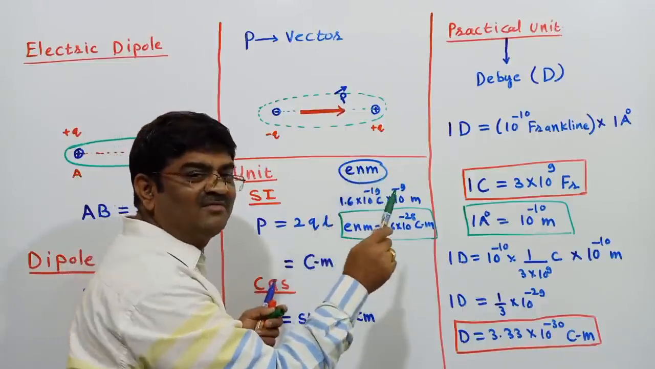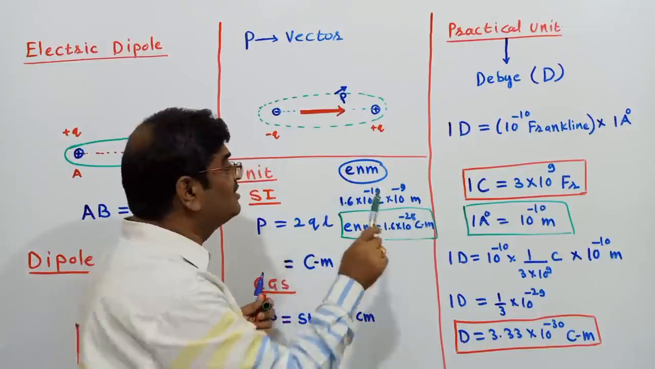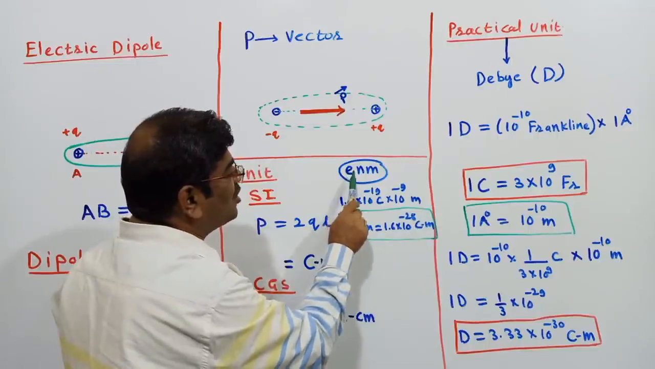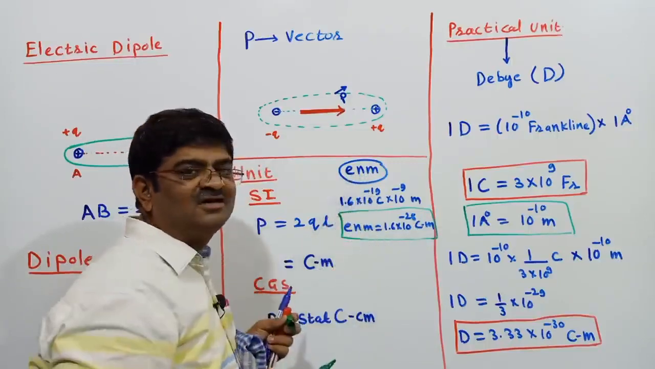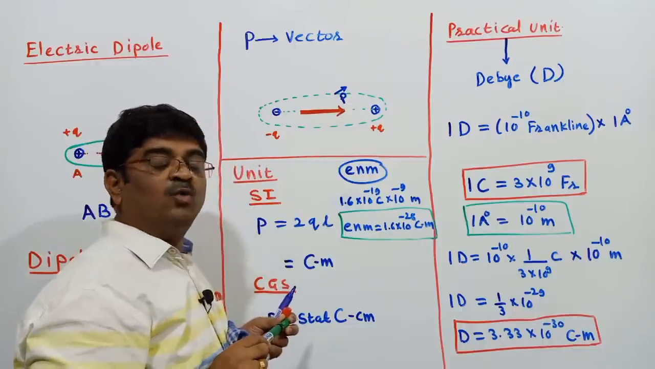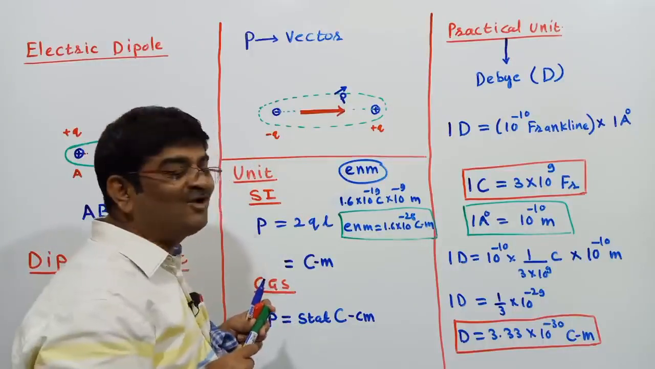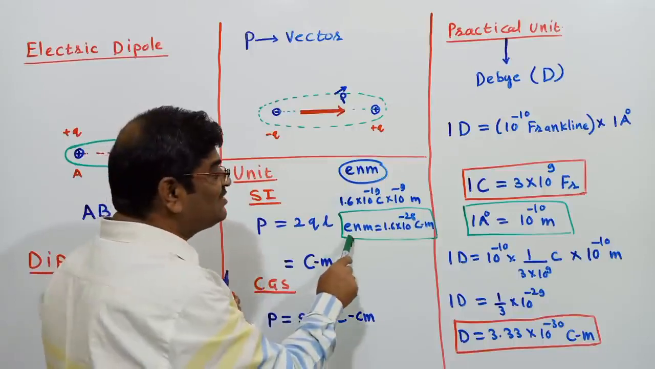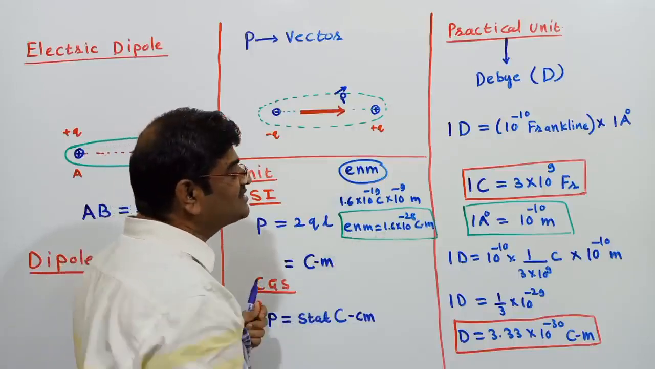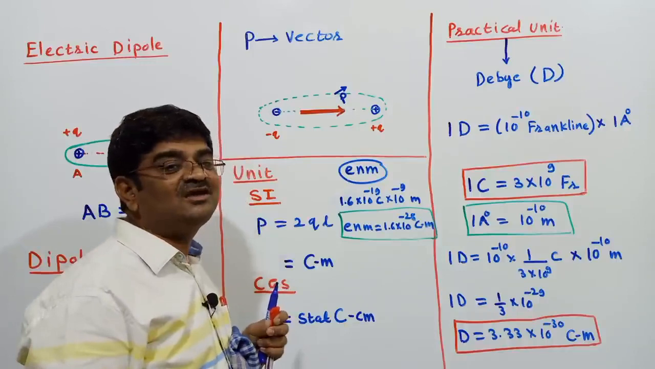Abbreviation form, I am writing. Complete if you want to write. E for electron, N for nano, M for meter. This is one more unit for dipole moment. And how much is 1 electron nanometer? That is equal to 1.6 × 10^-28 coulomb meter.